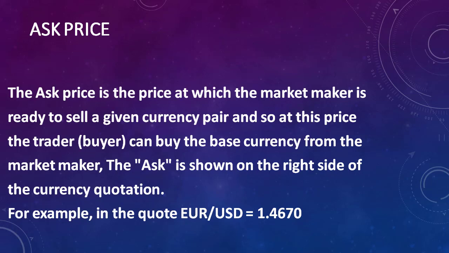So let's say, for example, you see Euro USD quoted at 1.4670. It means that for 1 euro that you exchange, they will give you 1.4670 US dollars in exchange for that particular transaction. Remember, ask price is also known as offer price. In cryptocurrency, you see offer price instead of ask price, and that's very, very simple. I hope that's very clear.